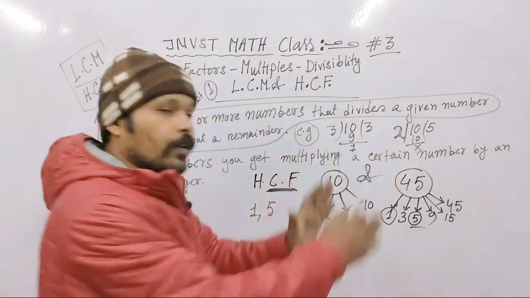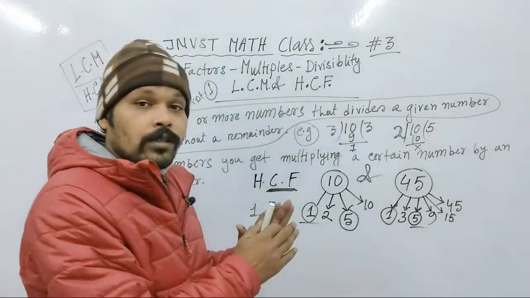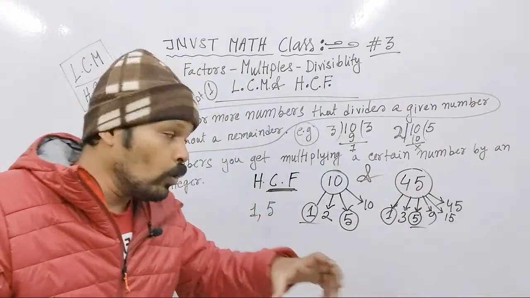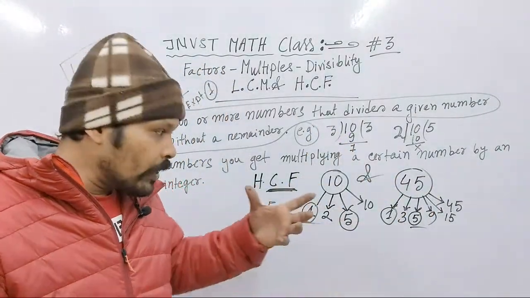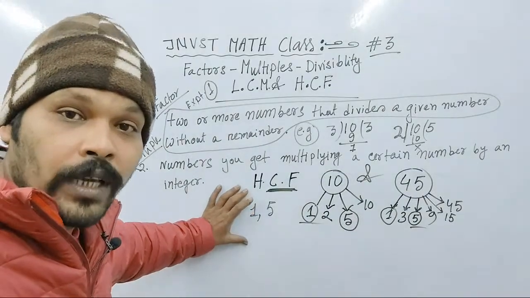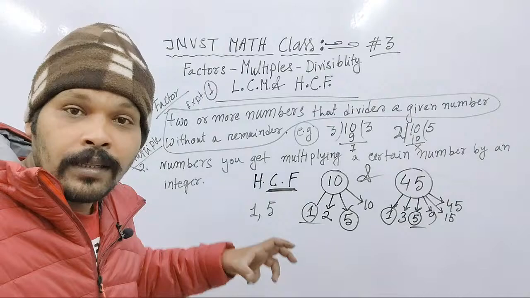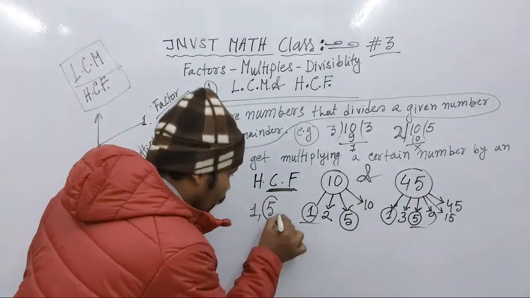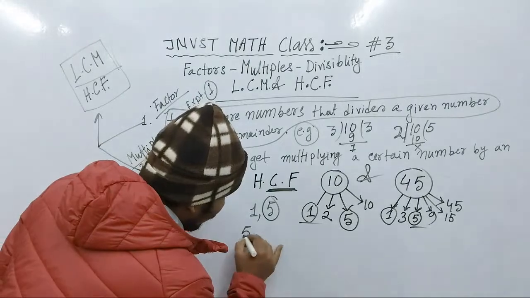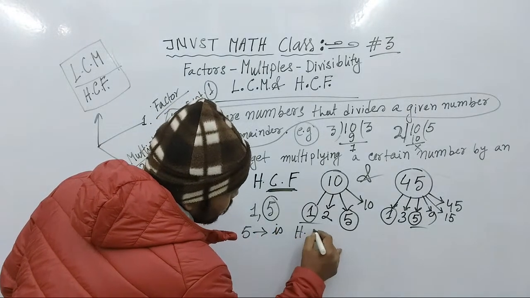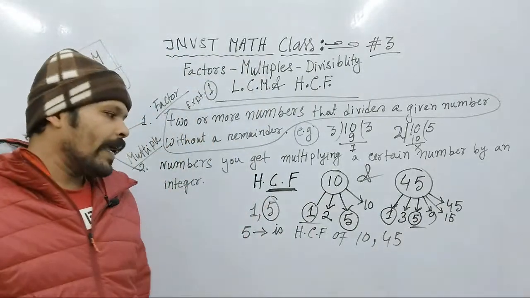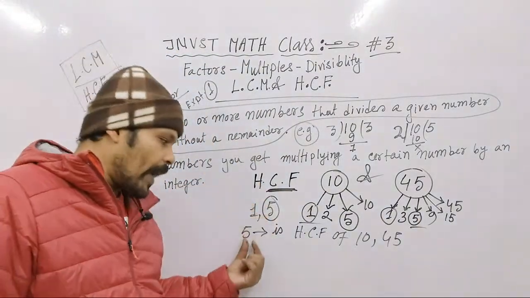In case of 10 and 45, considering these two numbers, we had to find out the highest common factor. So here two common factors we have got, and among those two factors we have to search the highest one. The highest one is 5. So here we can say 5 is the HCF of 10 and 45. The HCF of 10 and 45 is 5.